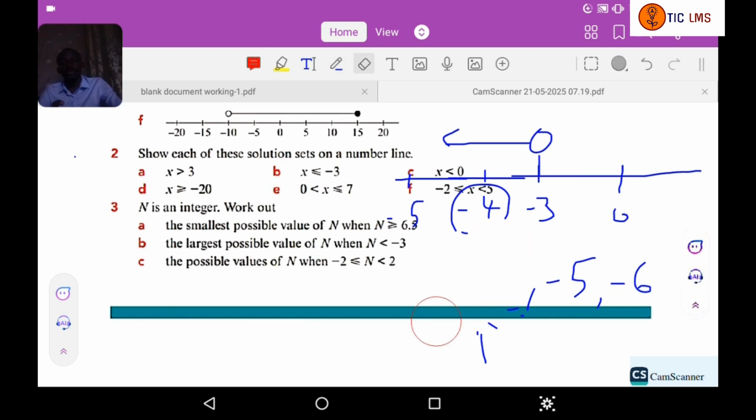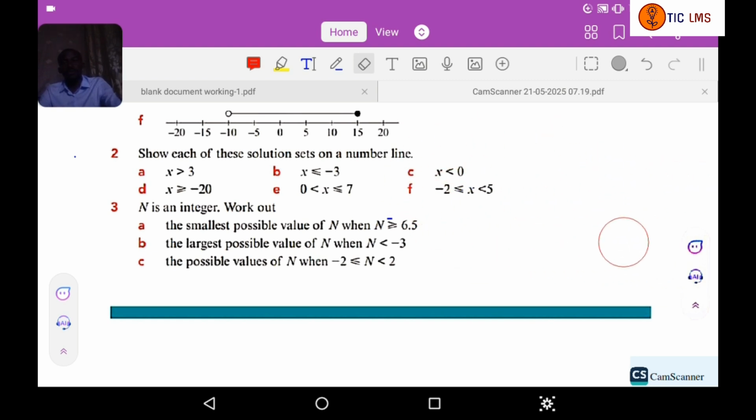Alright, so we move on to C. Here we have the possible values of n when negative 2 is less than or equal to n, less than 2. We could decide to break this down into two equations, but let's try to work faster and smarter.